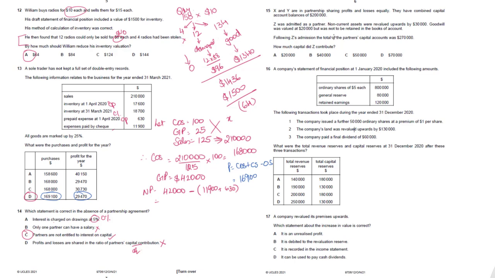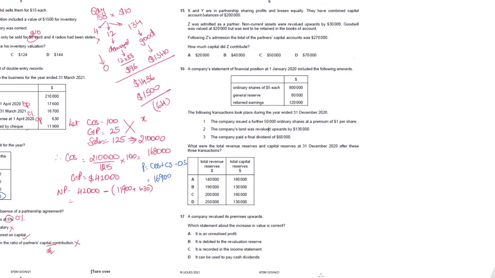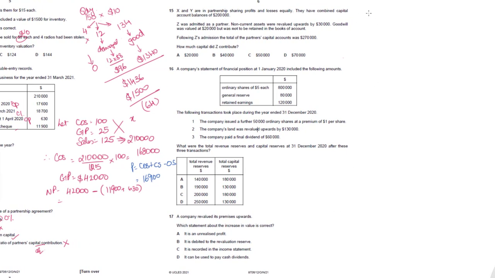Following Z's admission, the total of the partners' capital accounts was 270,000. How much did Z contribute? Now you can solve this by preparing the capital account. Okay, let's prepare the capital account. There's another shortcut also that you can use, but that might be a little confusing, so better prepare the capital account.